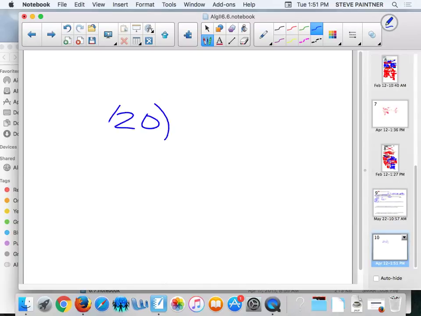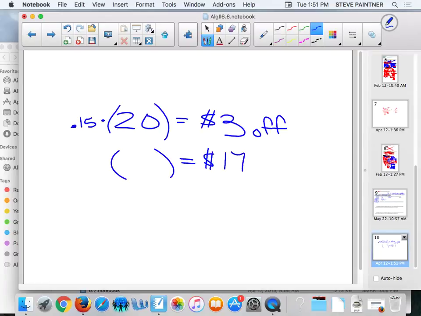Let's pretend paint costs $20 a gallon. You got 15% off. 0.15 times that equals... That's what you got off. That's not what this said. This said, what are you paying for it? That's what you got off the gallon of paint. What did you pay for it? And I know you're going to tell me $17. I get it. But I know the answer is I paid $17, but what would give me that?